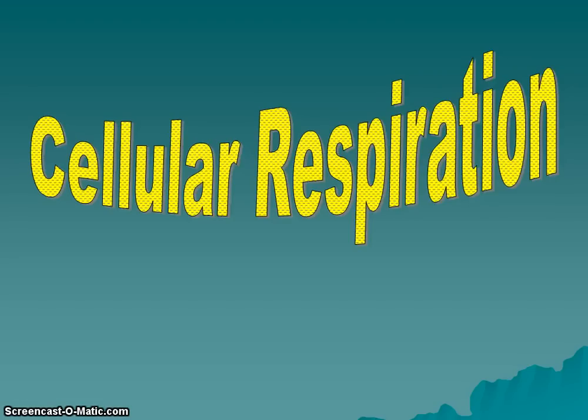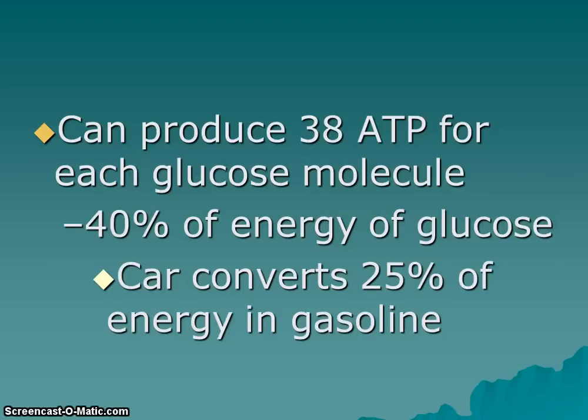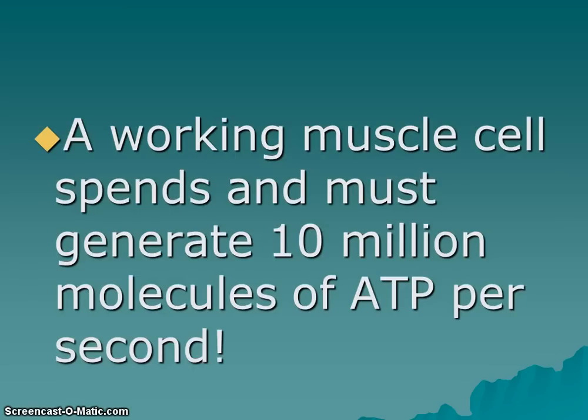Okay, we have an aerobic breakdown of glucose into carbon dioxide and water. And just a little fun fact, for each molecule of glucose, there's 30 molecules of ATP that can be produced, which is 40% of the energy of glucose, where a car just converts 25% of the energy that's found in gasoline. So it's a very, very efficient process.